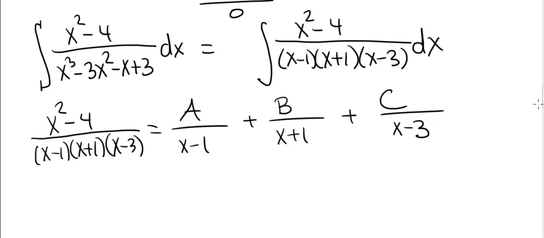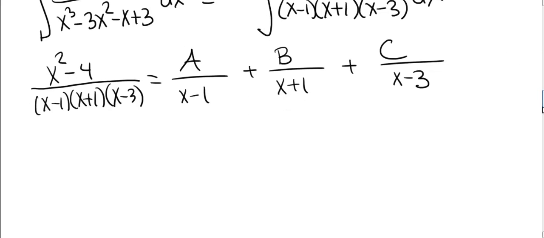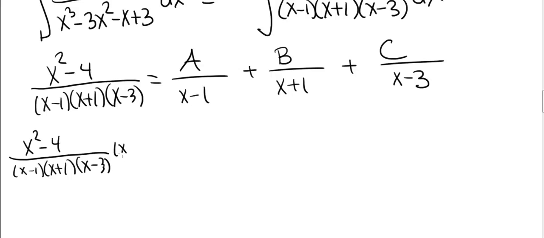Now let's find a, b, and c, and the problem will be much easier. So first we'll take (x² − 4)/((x − 1)(x + 1)(x − 3)) and multiply by (x − 1)(x + 1)(x − 3). So you can see these all cancel. We have to do the same thing on the right.